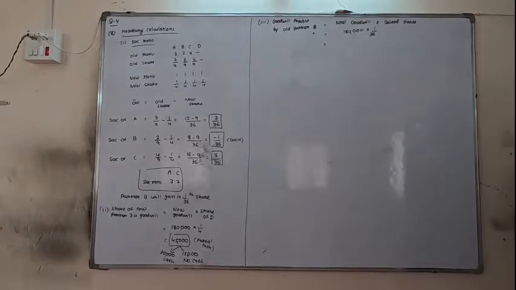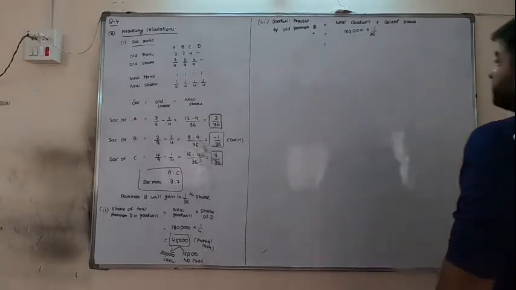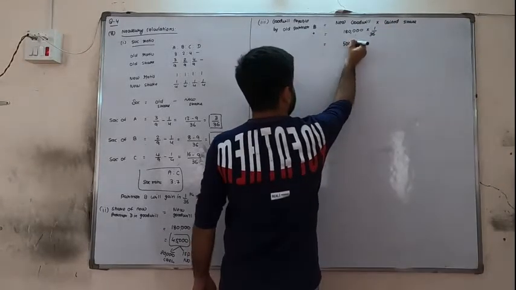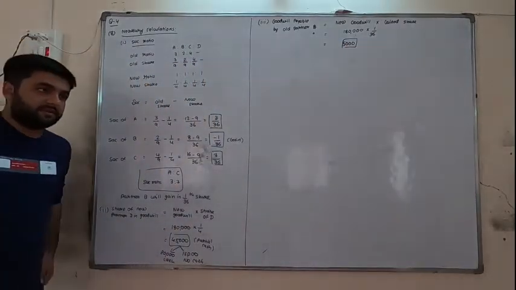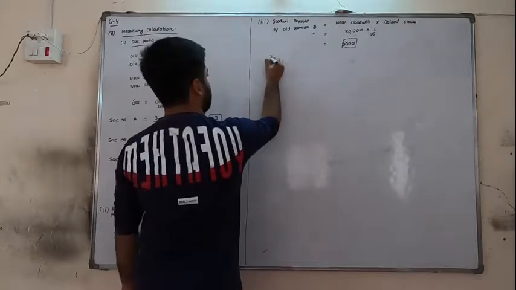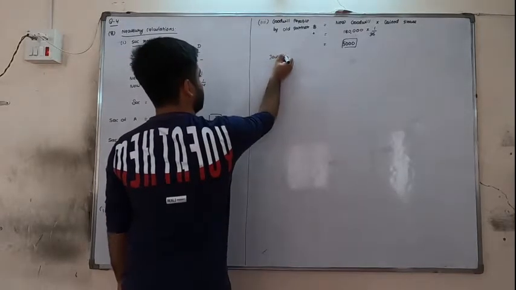So 1,80,000 into 1/36 is 5,000. So the old partner will have to pay 5,000. Now all the calculations are over. Let's move towards the journal.